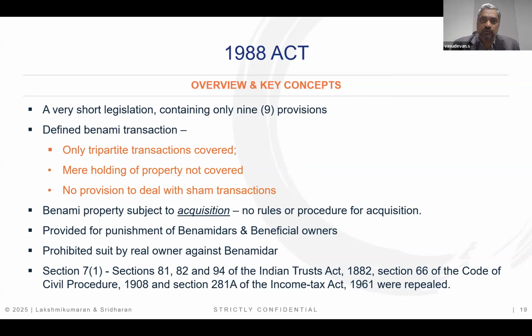And this also repealed some of the existing provisions in different laws, especially Section 81 and 82, which I mentioned in the Trust Act. So effectively, it is like undoing what was done 100 years ago by taking away the legitimacy given to the Benami transactions.